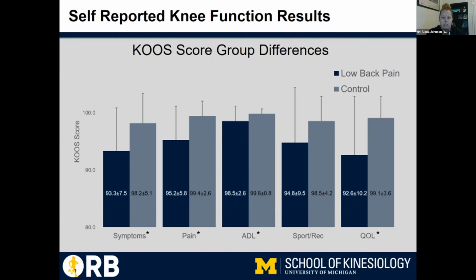We used an independent t-test to assess differences between the control group and the low back pain group in those KOOS scores. You can see that the low back pain group is the navy blue and the control group is the gray. We found that the low back pain group consistently reported worse self-perceived knee function in 4 of the 5 sections, including symptoms, pain, activities of daily living, and quality of life. While the low back pain group is still barely in the healthy range according to the KOOS scores, there's a noticeable decrease from the healthy control group.